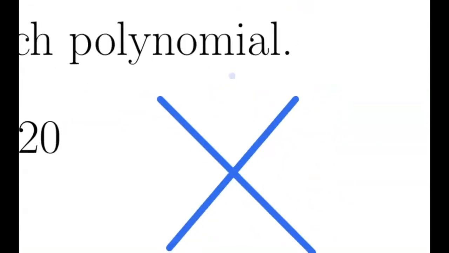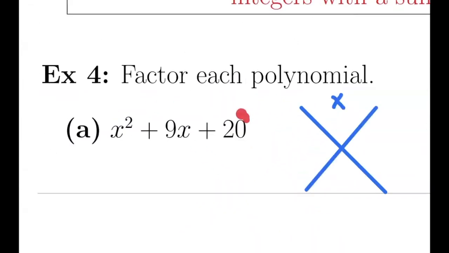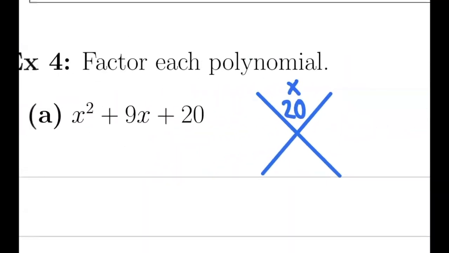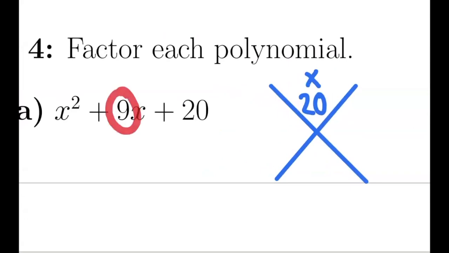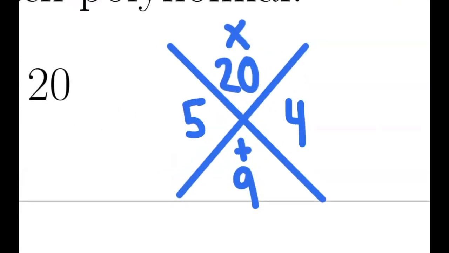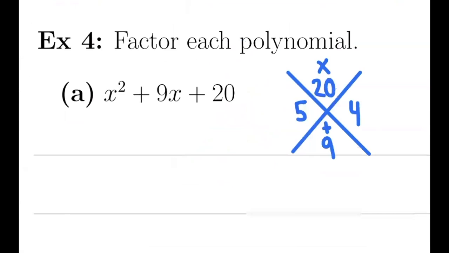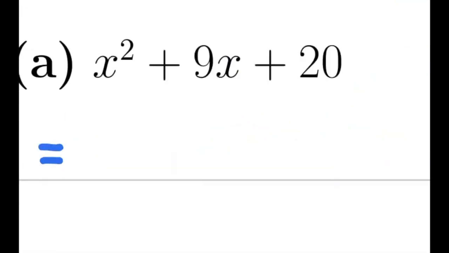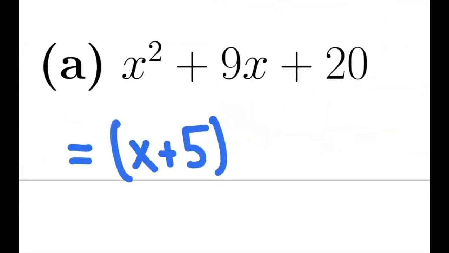I need two numbers that multiply to get 20, to get c right here, and I want the same two numbers to add to 9. What do you think those two numbers are? I think that they are 5 and 4. That's right. So 5 times 4 is 20, and 5 plus 4 is 9. So in factored form, this is just x plus 5 times x plus 4.